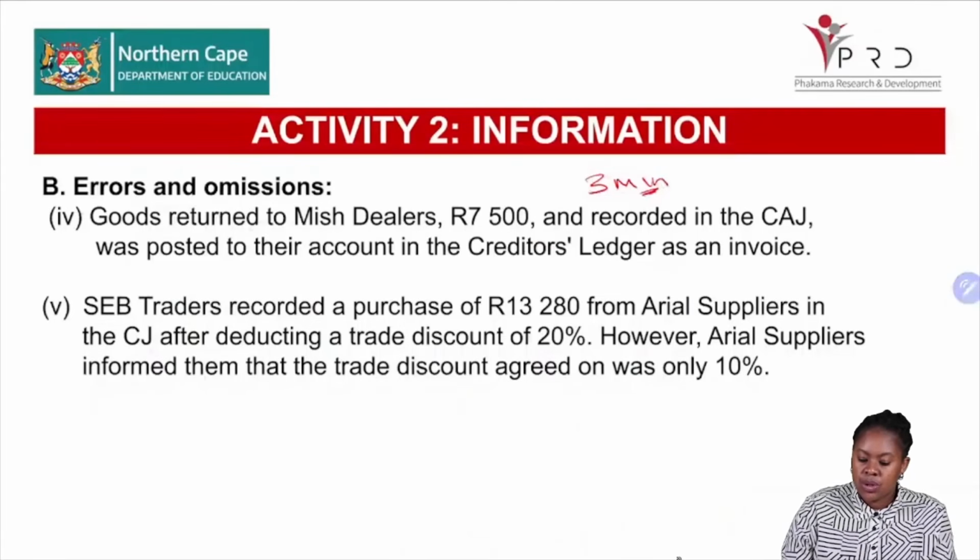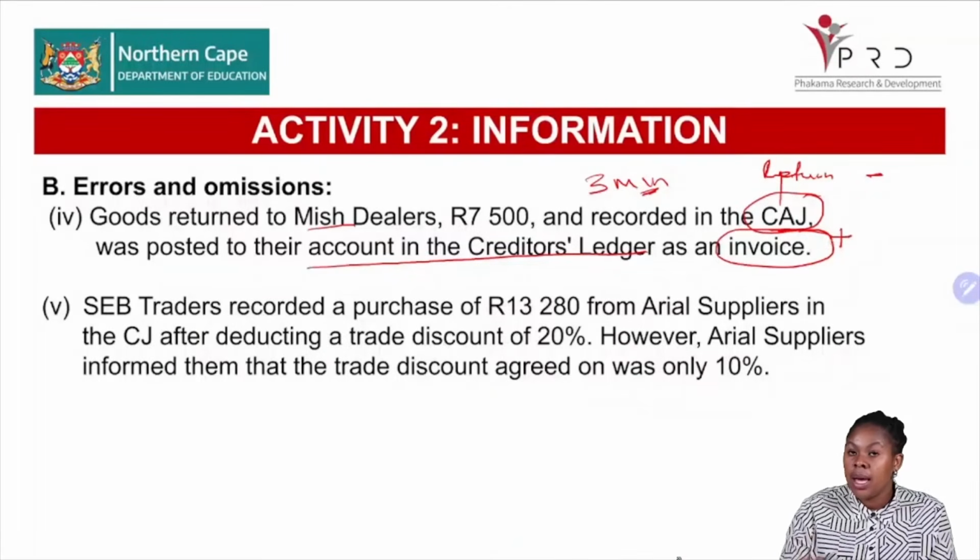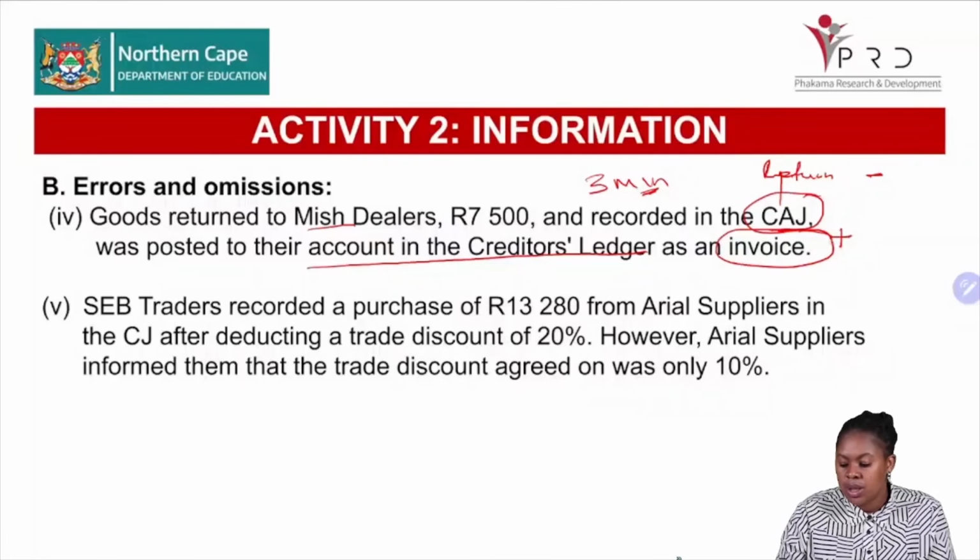So it says goods returned to Mish dealers, 7,500, and recorded in the CAJ, was posted on their account in the creditors ledger as an invoice. So this is a creditor's allowance. This is a return, and a return is a negative. And what did they do? They added, because an invoice means that we are increasing the debt. So what do we need to do? Do you see this is the wrong side entry? So it means that whatever we need to do, we need to do it twice.